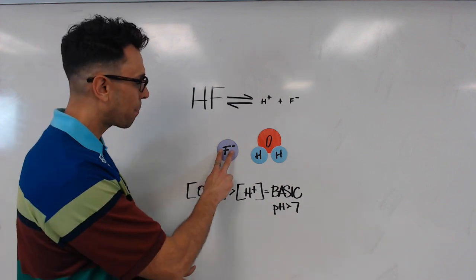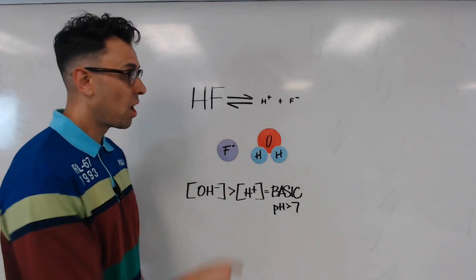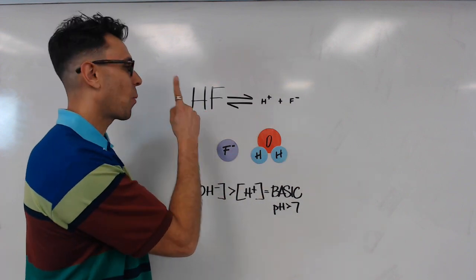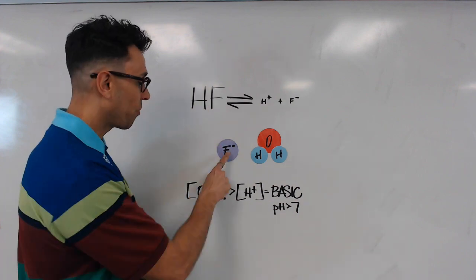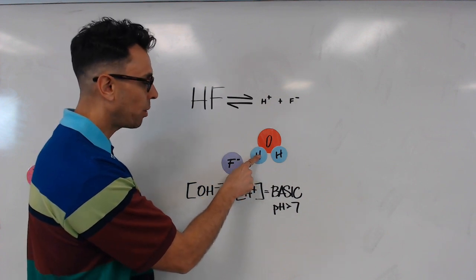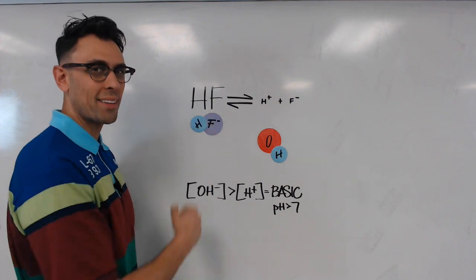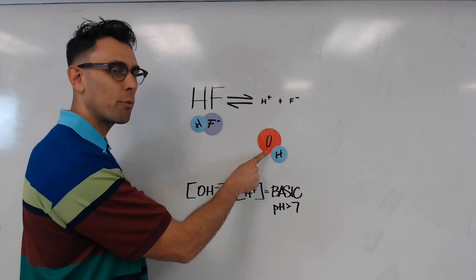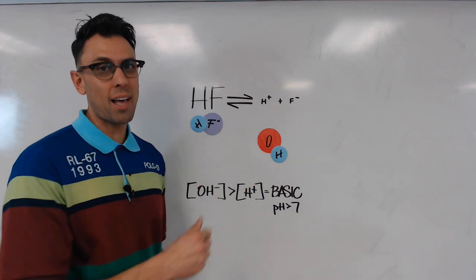Now, what's going to happen with the F- when it's around water molecules? Well, think back to this. We said H and F bond really well. So this F- ion will be attracted to a hydrogen, pull it off of the water molecule, making that very strong bond in the HF, and look what remains. F- is able to generate hydroxide ions.